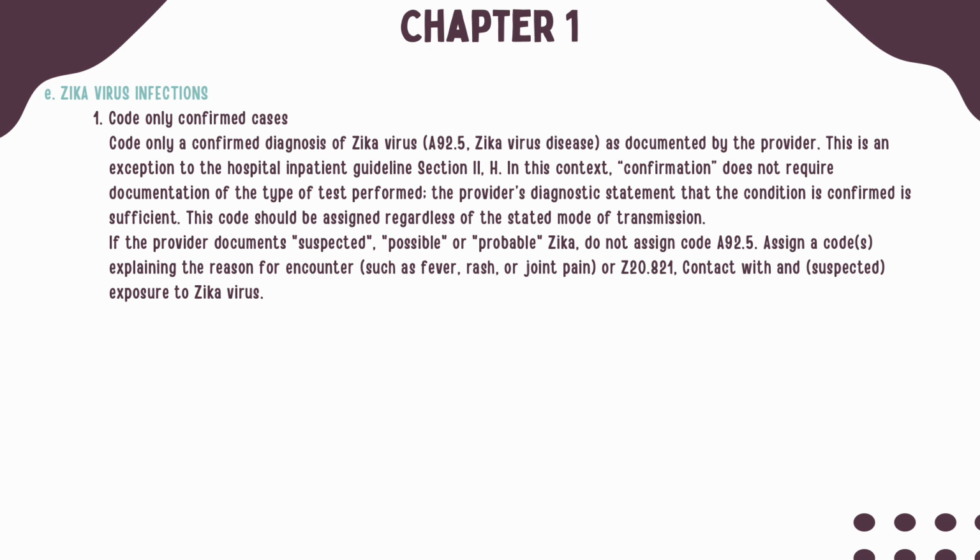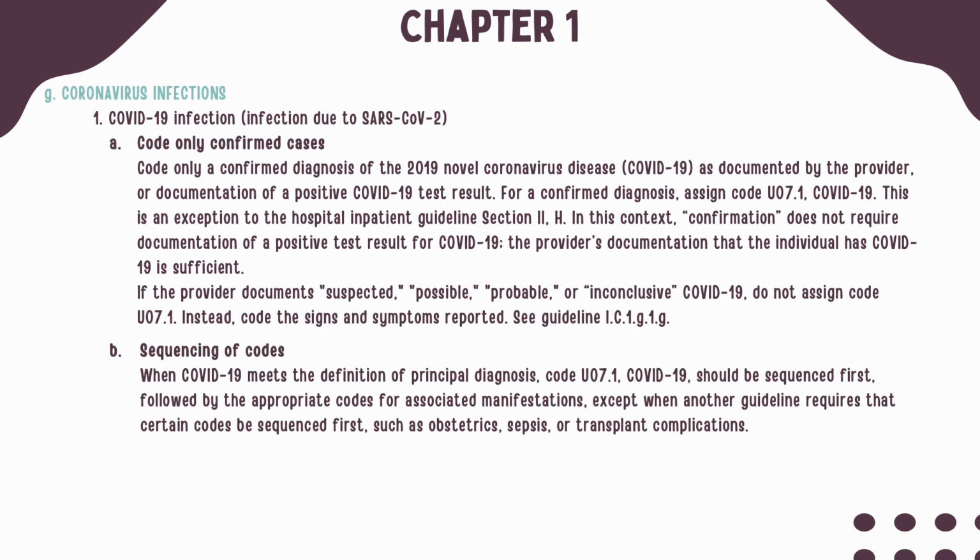For Zika virus, only confirmed cases should be coded with A92.5. If the provider documents suspected, possible, or probable, code A92.5 should not be assigned, but only codes for the reason for the encounter, such as your fever, rash, or joint pain, or if the patient was exposed to the virus, code Z20.821 can be assigned.